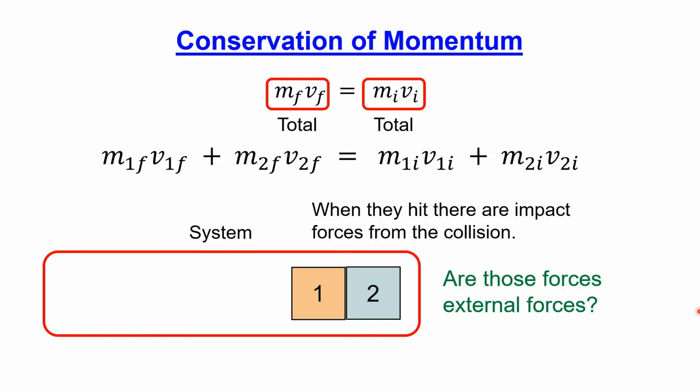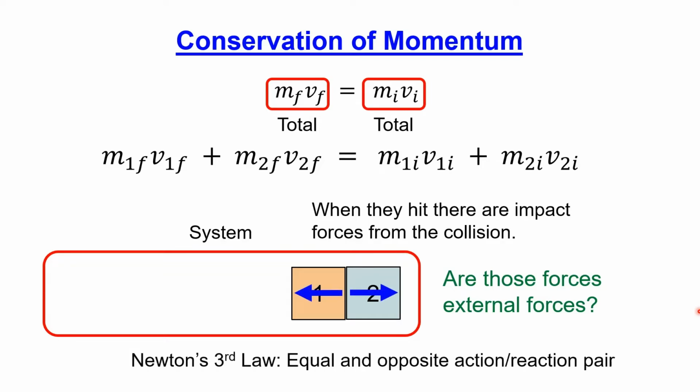Here's a good time to bring back a topic we've already discussed. Newton's third law. So we know that box 1 is going to apply a force on box 2 to the right, but Newton's third law says that every force is going to have an equal and opposite reaction force to that. So we can call those action-reaction pairs. So the reaction force would be in the opposite direction, equal in magnitude.